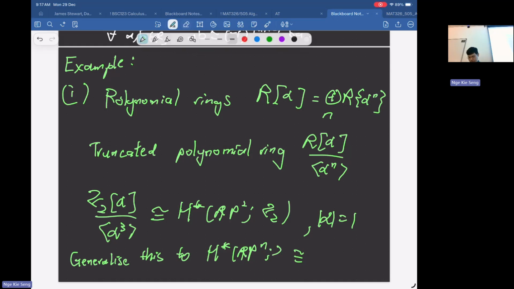The cohomology ring of RPn. Want to guess? Z mod 2, alpha, quotient by alpha to the n plus 1. It's the same, right? Because RPn is like you have cells from 0 up to the n cell.